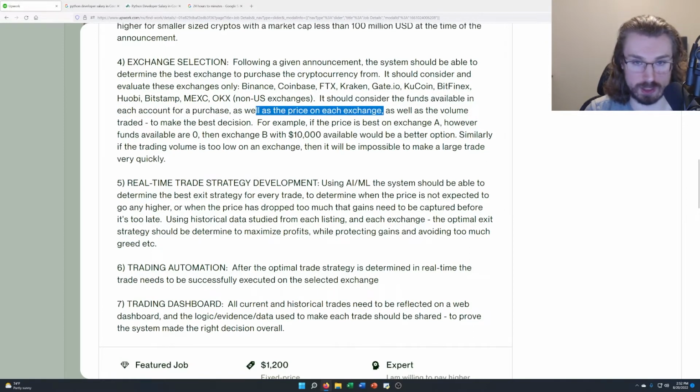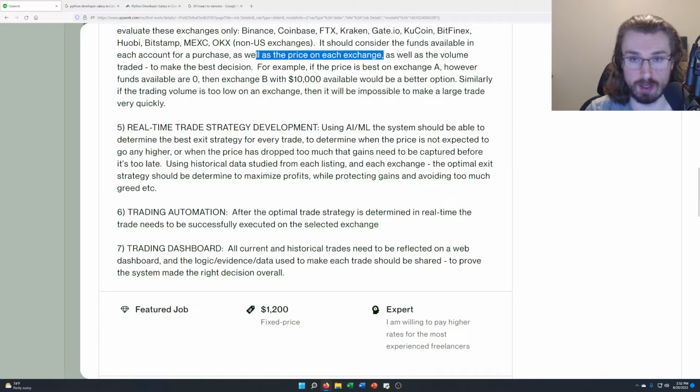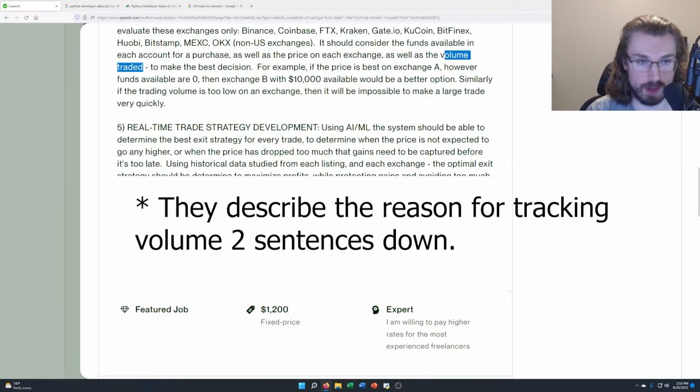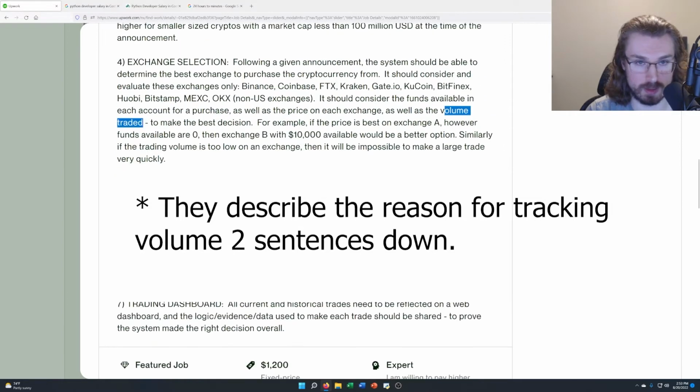Yeah, as well as the price on each exchange, like I just said, as well as the volume traded. So this is a different requirement. How much is being traded per exchange? Yeah, so they don't really specify how they think volume is going to influence which is the best exchange to purchase from, right? Like, are you looking for the highest volume or the lowest volume of trades on that crypto asset? What are you looking for here?